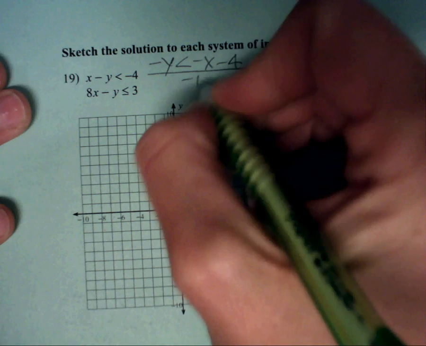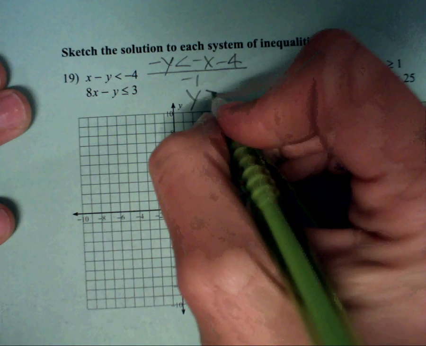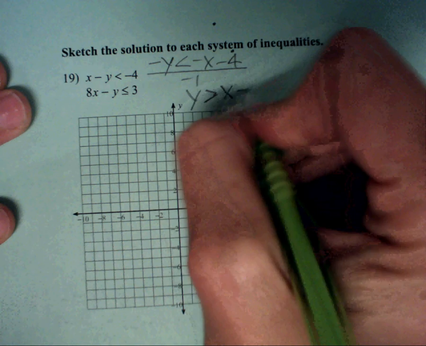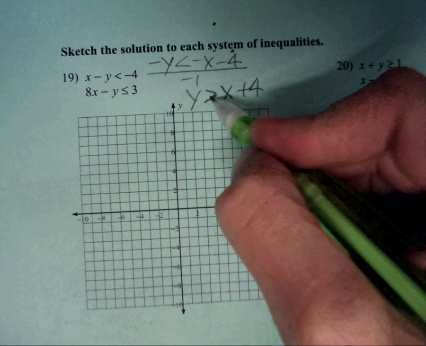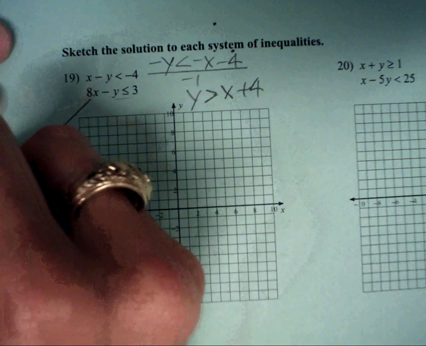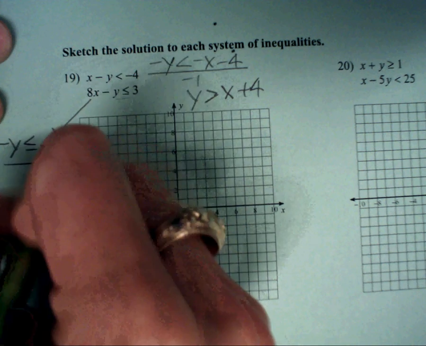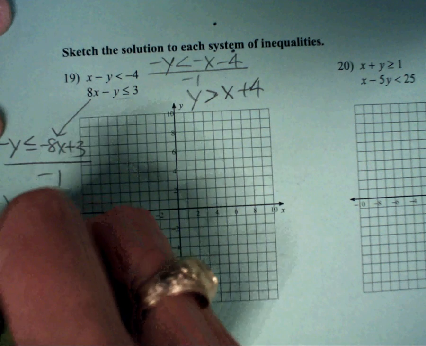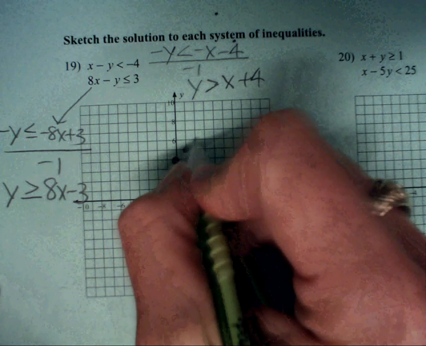Divide by negative 1. And what happens here, if my pencil would stop, is that that inequality will flip around. Okay, so if I do this one, I subtract 8x, negative y. Divide by negative 1, it's got to flip around. Only by a negative. Only by a negative. So positive 4. Slope of 1.